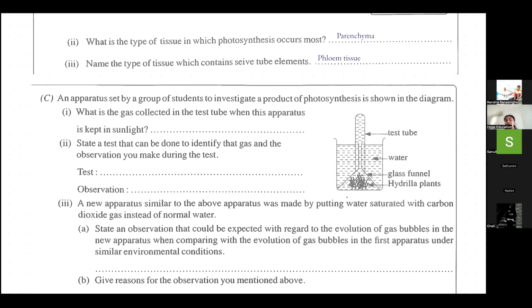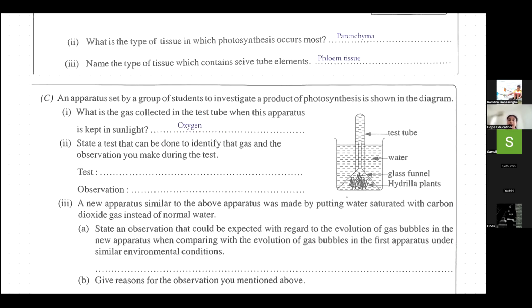Oxygen. Some people argue, why can't it be carbon dioxide? Because the plant also respires, so carbon dioxide is also released by respiration. Here, photosynthesis usually happens at a much higher speed than respiration. So photosynthesis will happen more, and therefore the gas that will be collected here when it is kept in sunlight is actually oxygen, because oxygen is produced during photosynthesis. Oxygen gas is produced during photosynthesis.